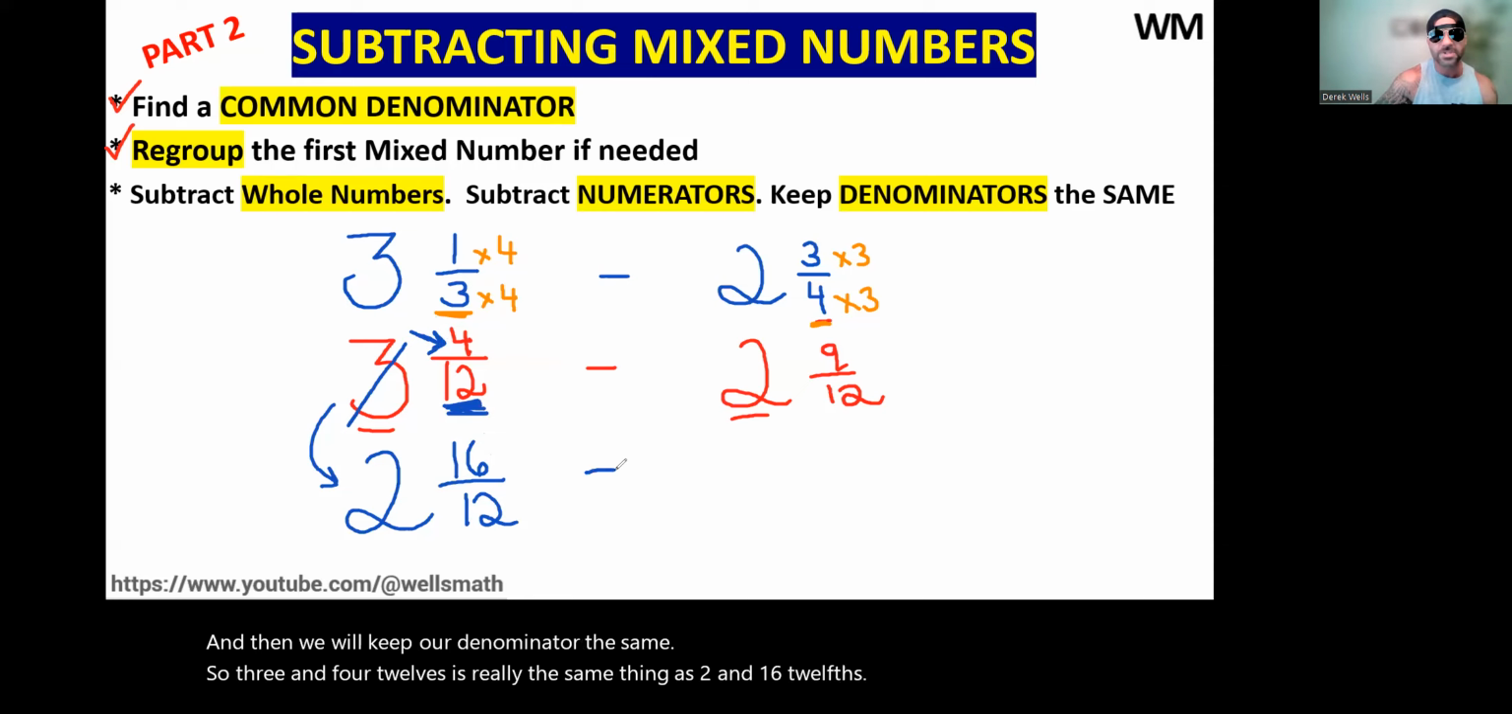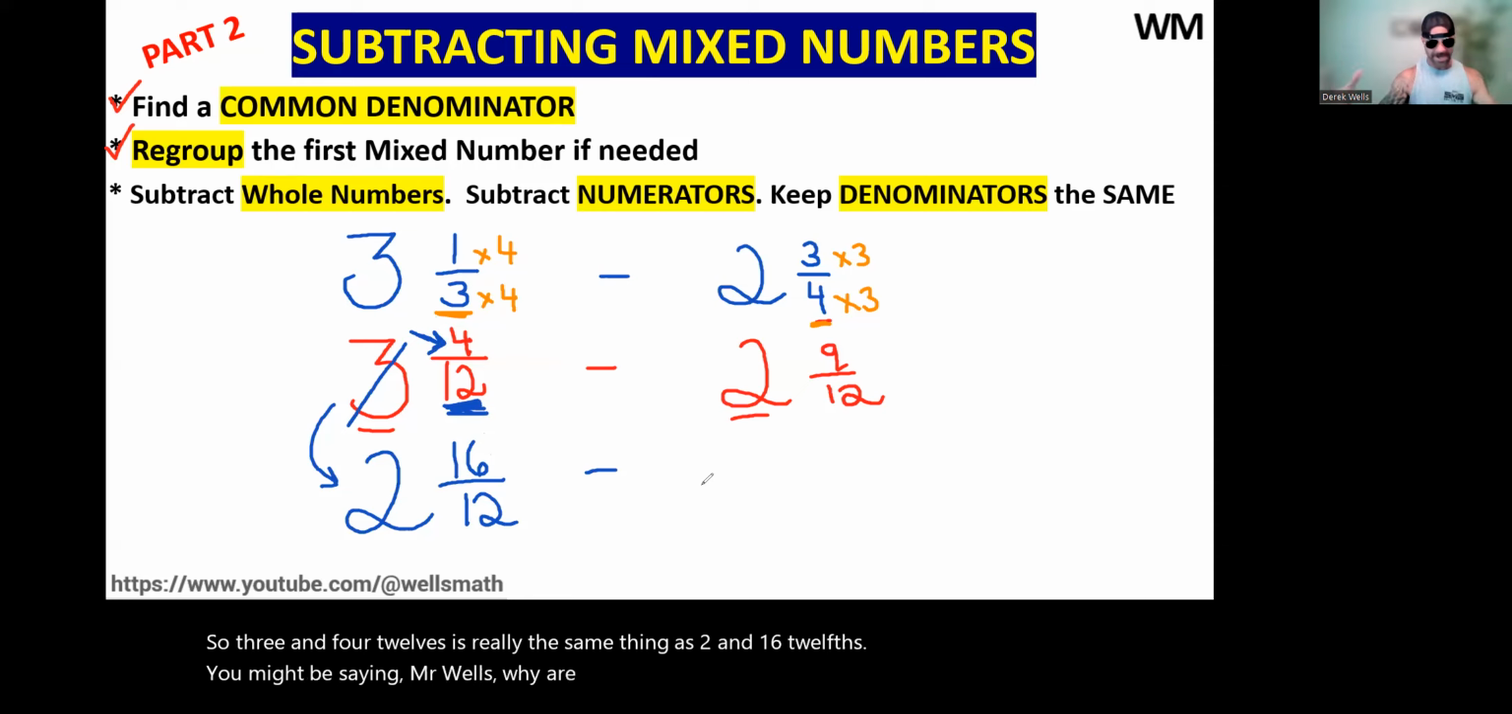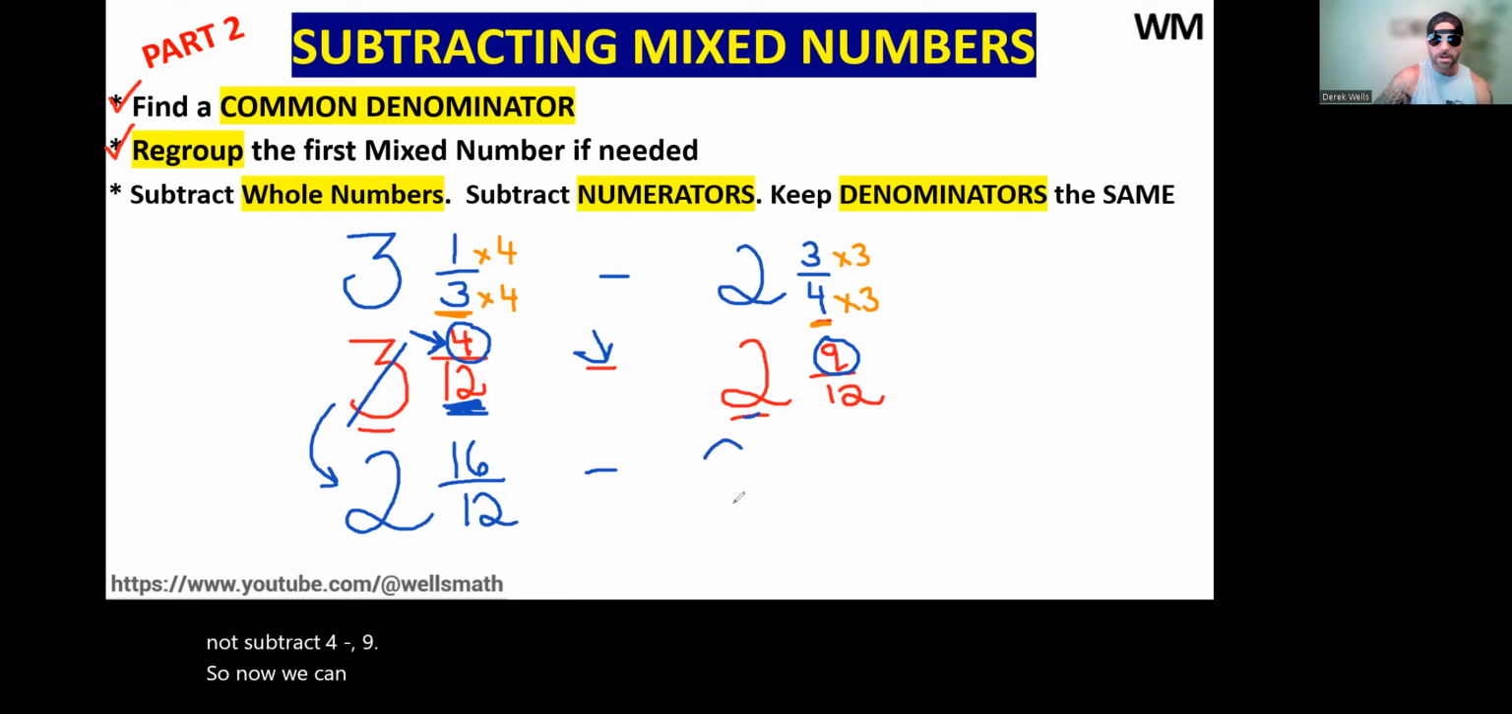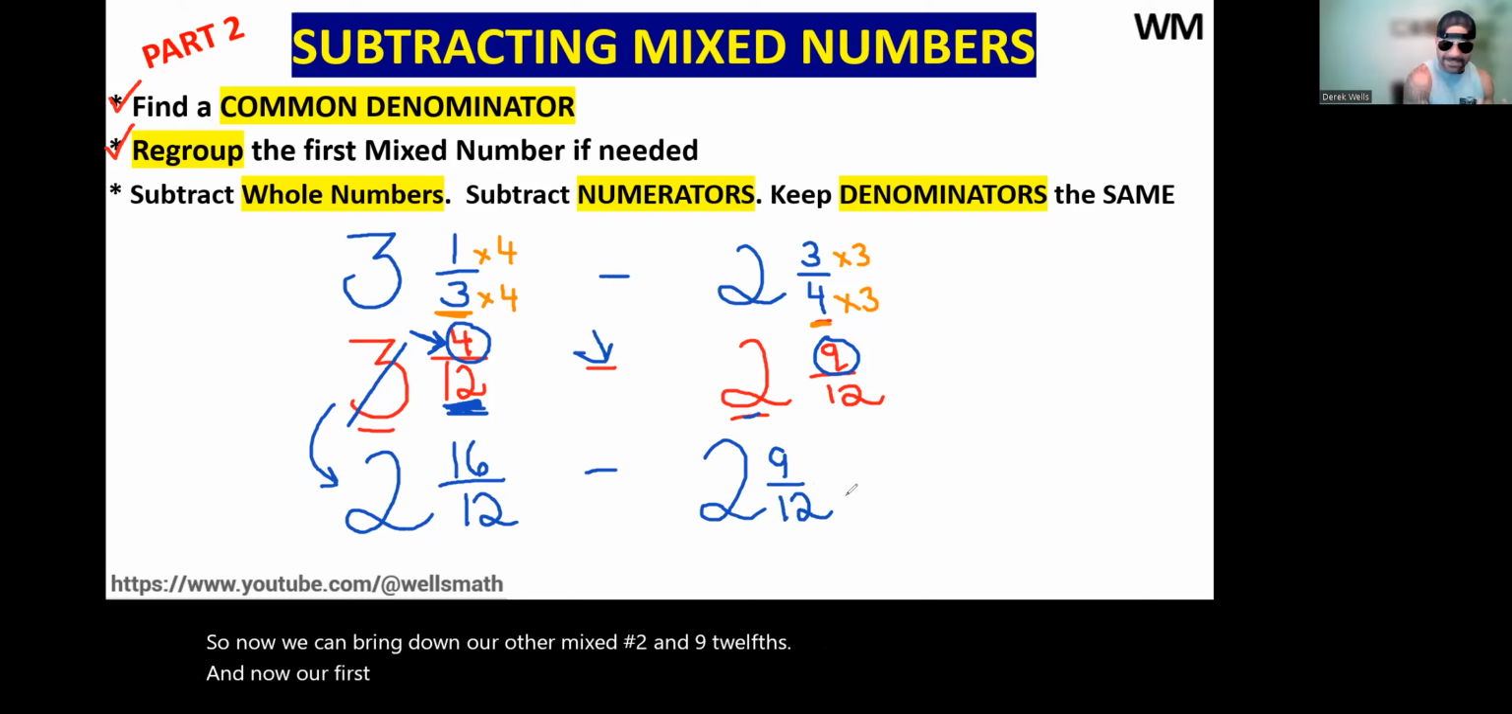You might be saying, well, Mr. Wells, why are we regrouping here? Well, it's because we could not subtract 4 minus 9. So now we can bring down our other mixed number, 2 and 9/12. And now our first numerator is bigger than our second one. 16 and 9. If you have 16 bananas, you can definitely take away 9.